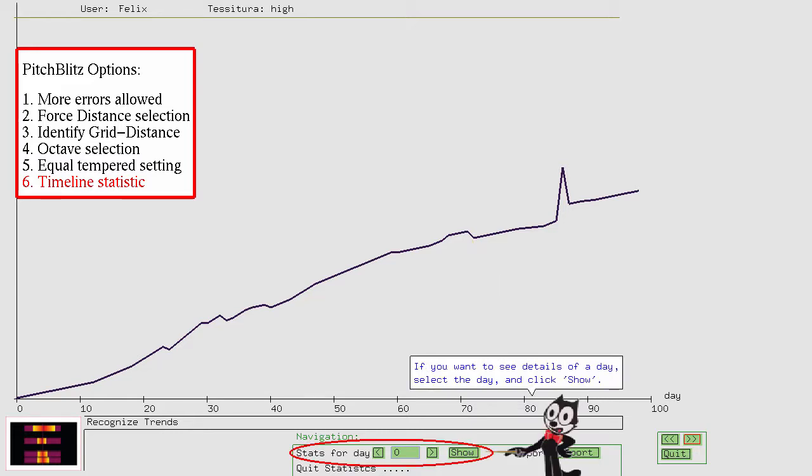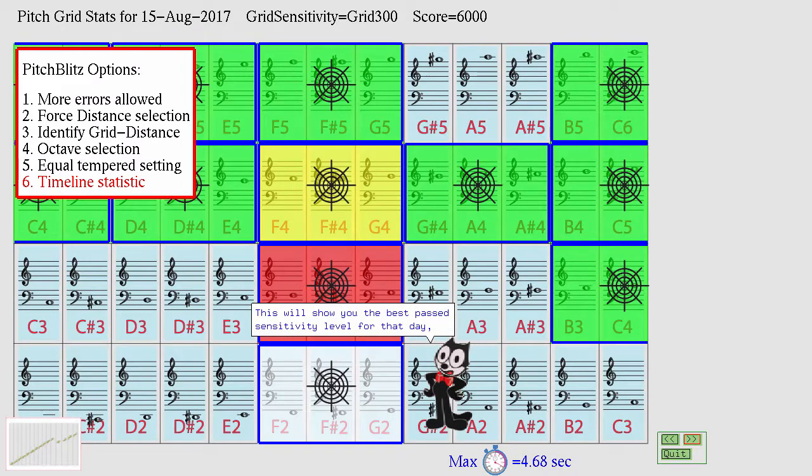If you want to see details of a day, select the day, and click Show. This will show you the best past sensitivity level for that day, including max time, number of octaves selected, and errors made.